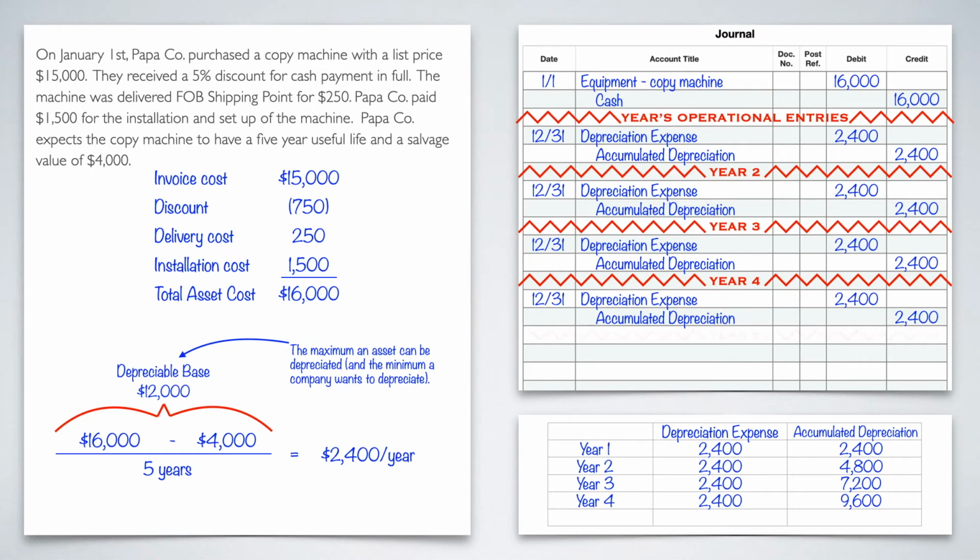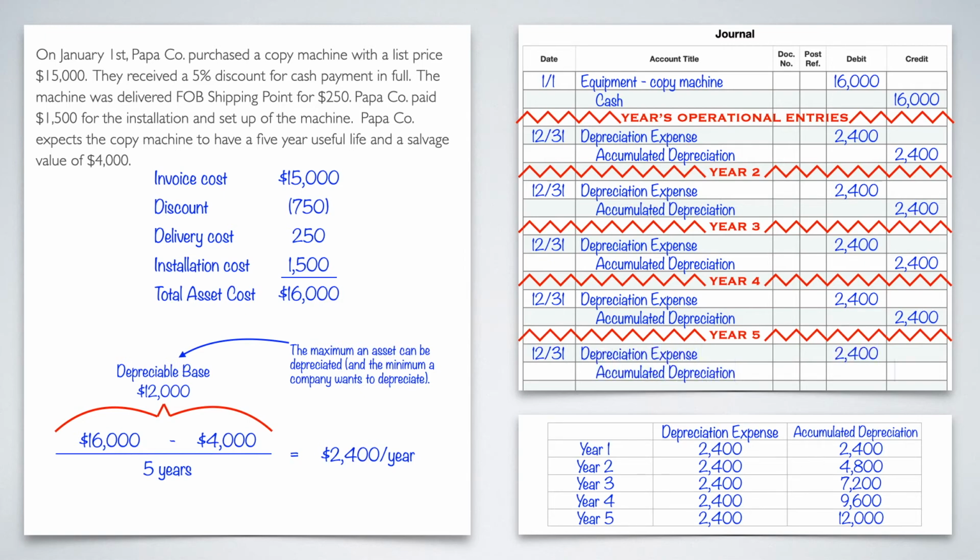All right, year 5, last one. We're going to do the same thing. Year 5, 2,400 depreciation expense, and then we'll close it out to accumulated depreciation of 12,000. Our journal entry is going to be the same. This is the final fifth year, 2,400 and 2,400 in depreciation expense, accumulated depreciation.